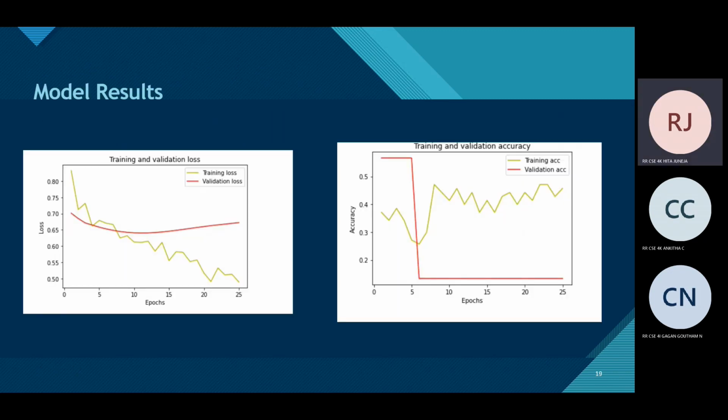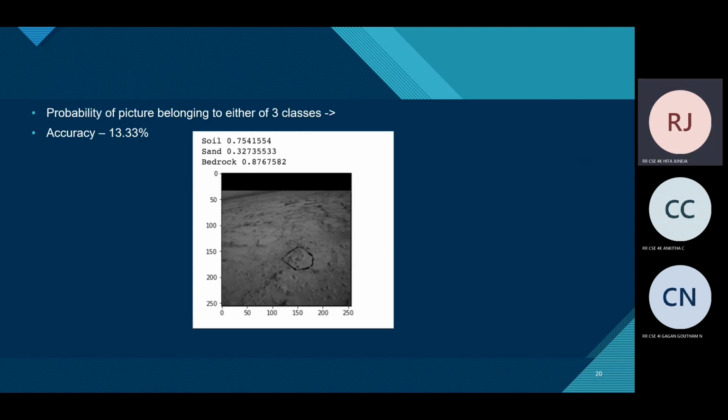These are the results of our model. These are the graphs for training and validation loss and training and validation accuracy for 25 epochs. We observed a validation accuracy of 13.33%, and this is one of the testing images. The output shows how accurately the model thinks that that category is present in the test image.